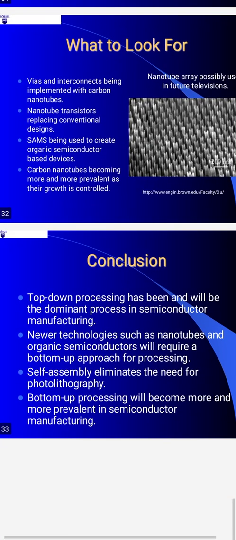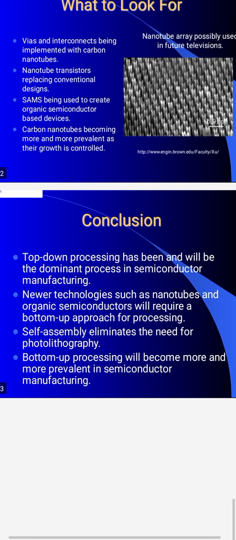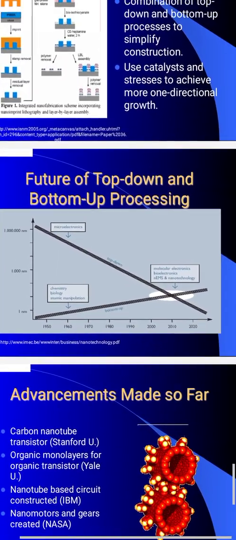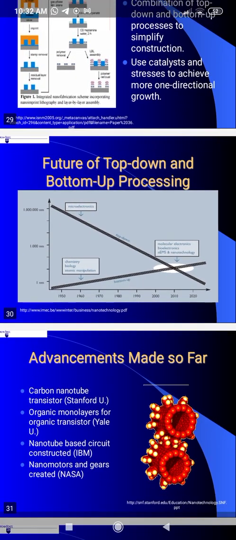The conclusion is that top-down processing has been and will be the dominant process in semiconductor manufacturing. Newer technologies such as nanotubes and organic semiconductors will require a bottom-up processing approach. Self-assembly eliminates the need for photolithography, and bottom-up processing will become more and more prevalent in semiconductor manufacturing. So the bottom-up approach is increasing now, as seen in this picture. After 2020, more bottom-up approach is happening than the top-down approach. Okay, this much only I will teach you today.